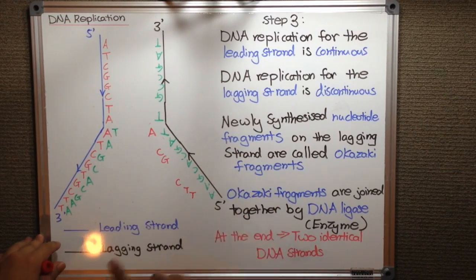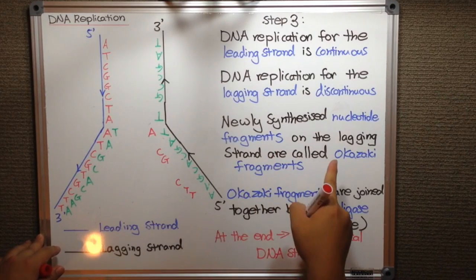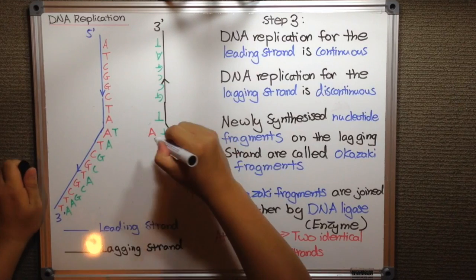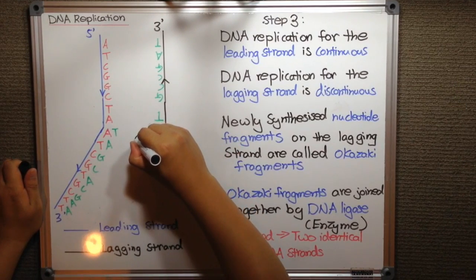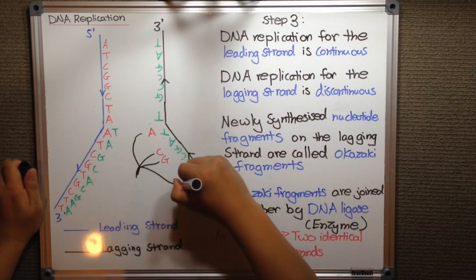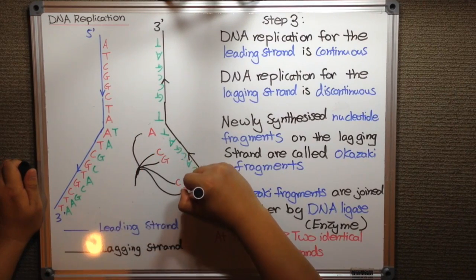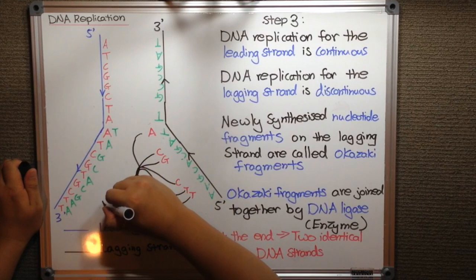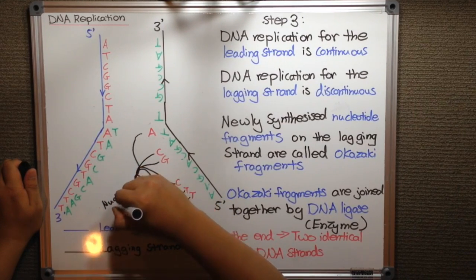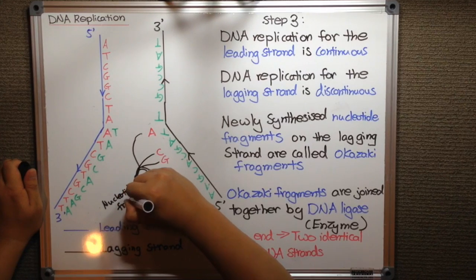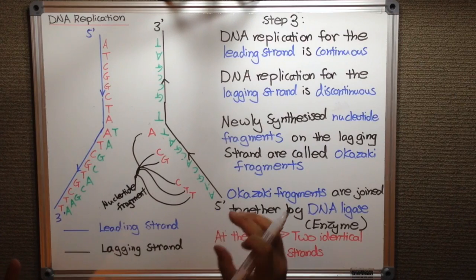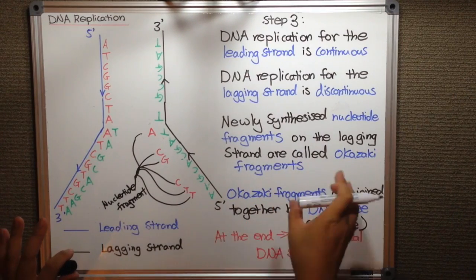Now, the newly synthesized nucleotide fragments. So these are called the nucleotide fragments. Okay? Now, these fragments, the ones that I know of, are called the Okazaki fragments.